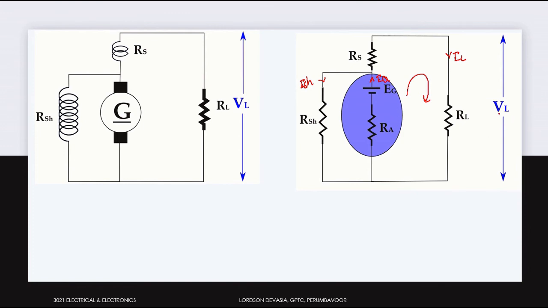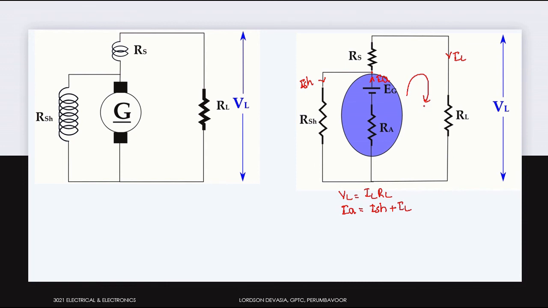What is VL? Voltage across RL. VL is equal to the current IL through RL, so IL RL. Then apply Kirchhoff's current law at this junction. The entering current is IA, and the leaving currents are ISH and IL. So IA is equal to ISH plus IL.